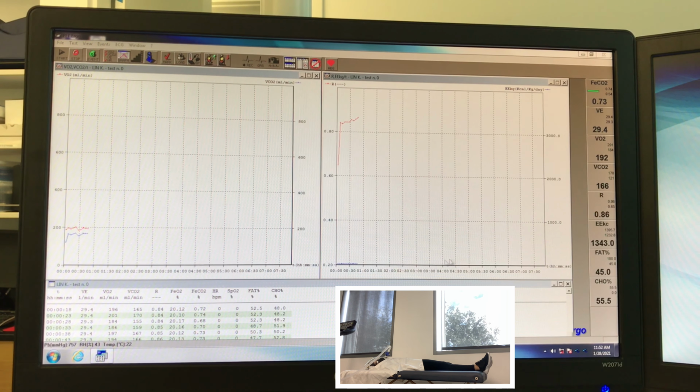So we're beginning to see data being plotted on the screen. VO2 is being recorded in milliliters per minute and is shown by the red line. VCO2, carbon dioxide, in milliliters per minute is being shown in the blue line.